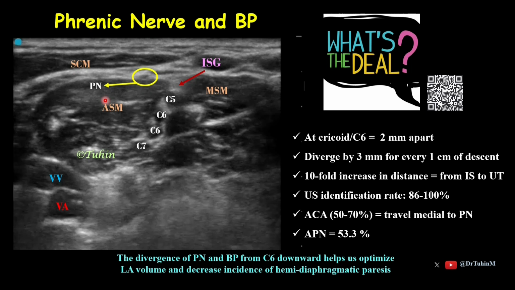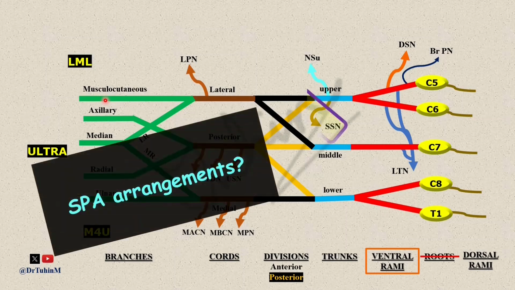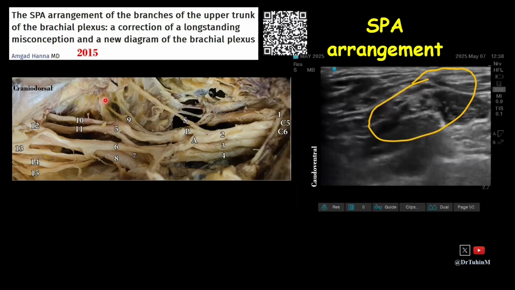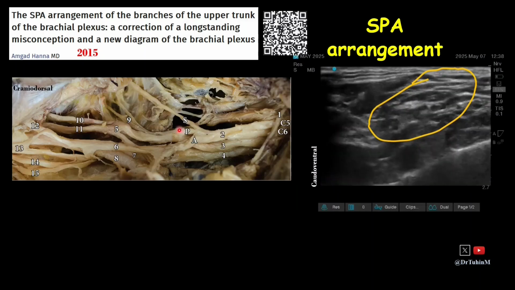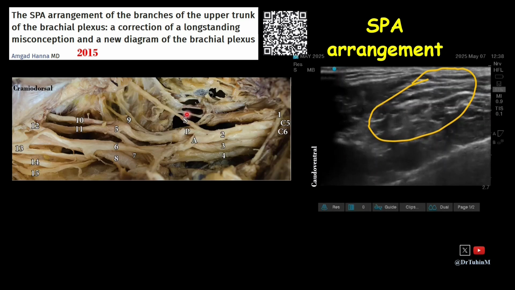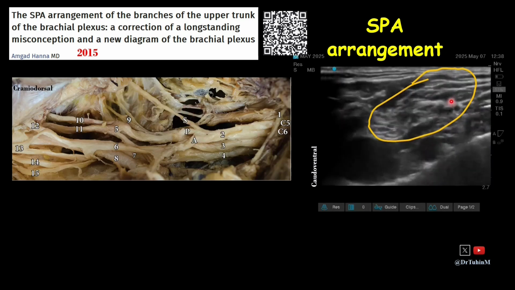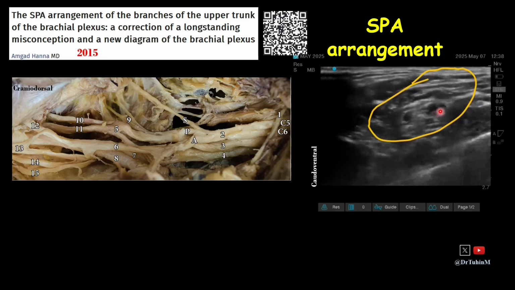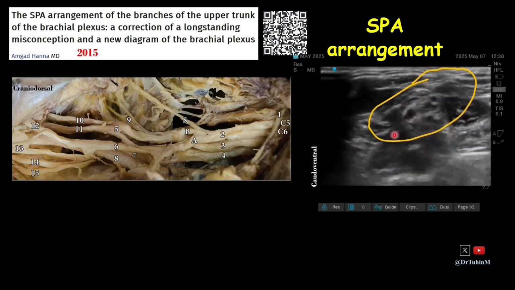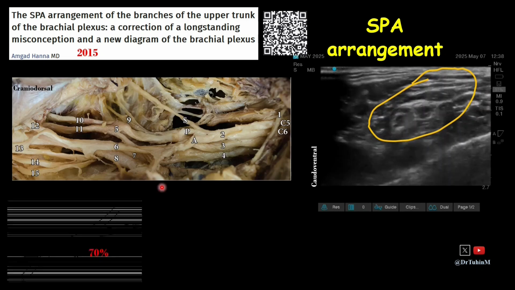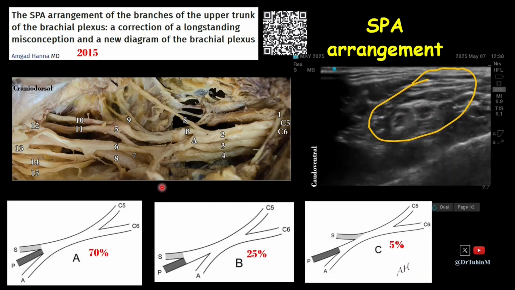There has been considerable confusion regarding the anatomical relationship between the suprascapular nerve and the anterior and posterior divisions of the upper trunk. The correct anatomical arrangement from craniodorsal to caudoventral is suprascapular nerve, then posterior division, and then anterior division, commonly remembered as the SPA arrangement. The branching pattern can vary. The most frequent configuration involves all three branches originating from the same point.